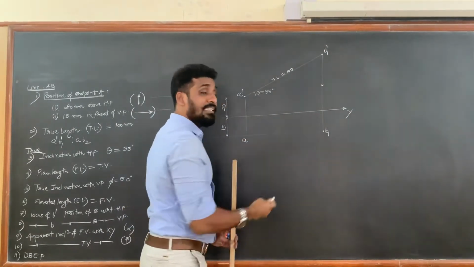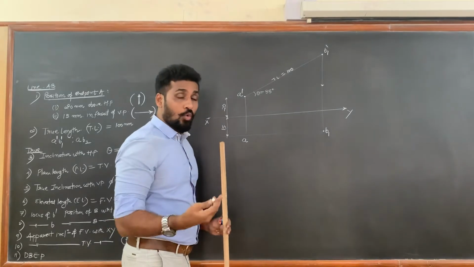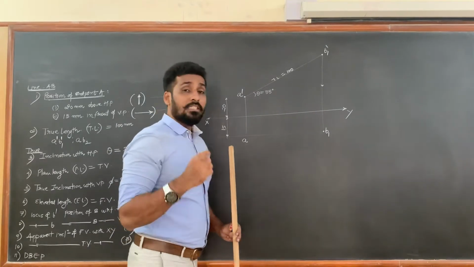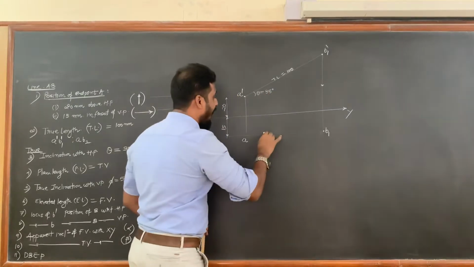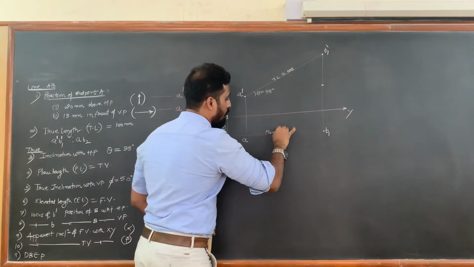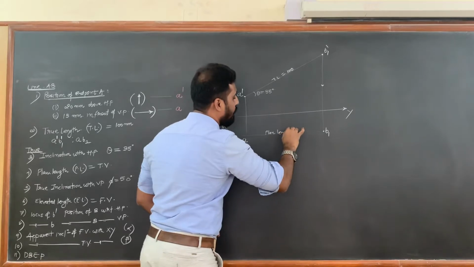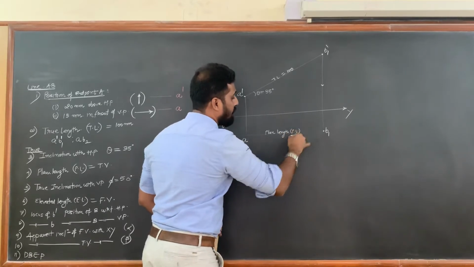So this B1 is the apparent length of the line, it is not the true length of the line. Since this length is observed from the top, it is named as plan length. Short form is PL.